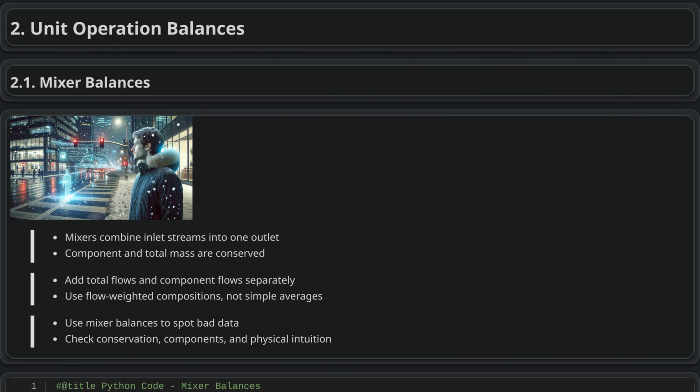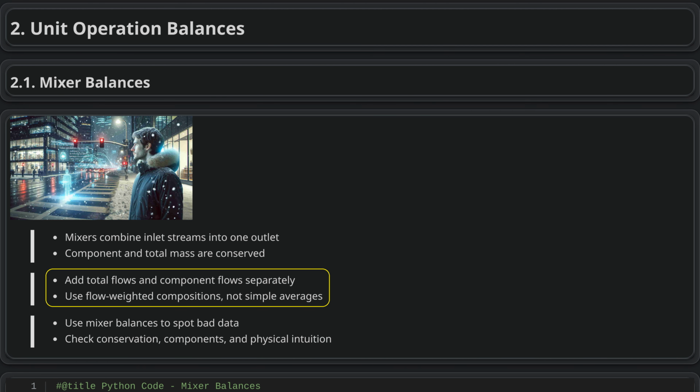Unit operation balances. Mixer balances. A mixer combines several inlet streams into one outlet stream. In process calculations, the main rule is conservation of mass. The total amount of material and the amount of each chemical component entering the mixer must leave it if nothing is lost or changed inside. The outlet flow rate and composition are therefore determined by the flow rates and compositions of the inlet streams.